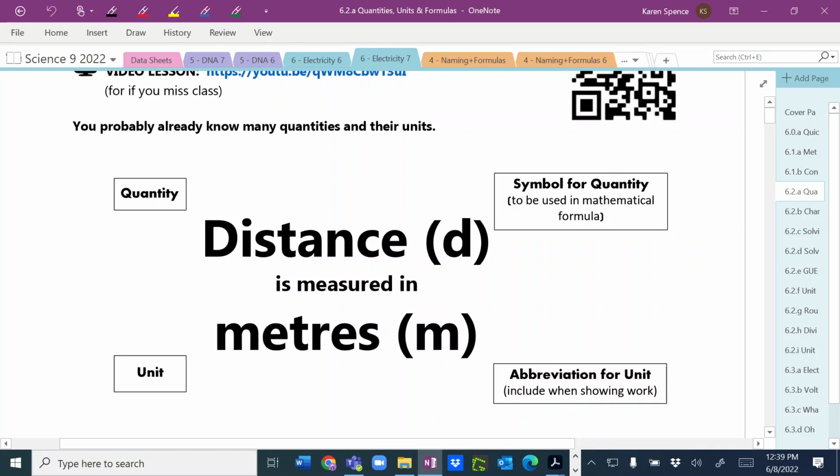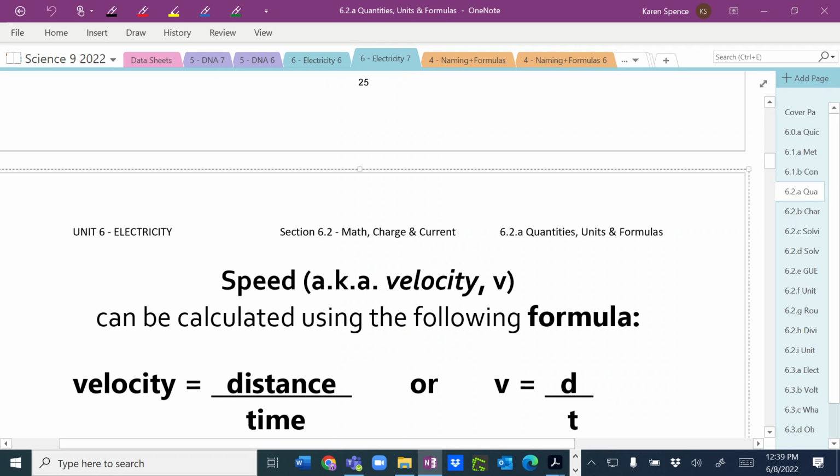Okay, so we are on page, what page are we on? Let me find this thing here. Oh, it's not moving, that's exciting. Oh, it is moving now.